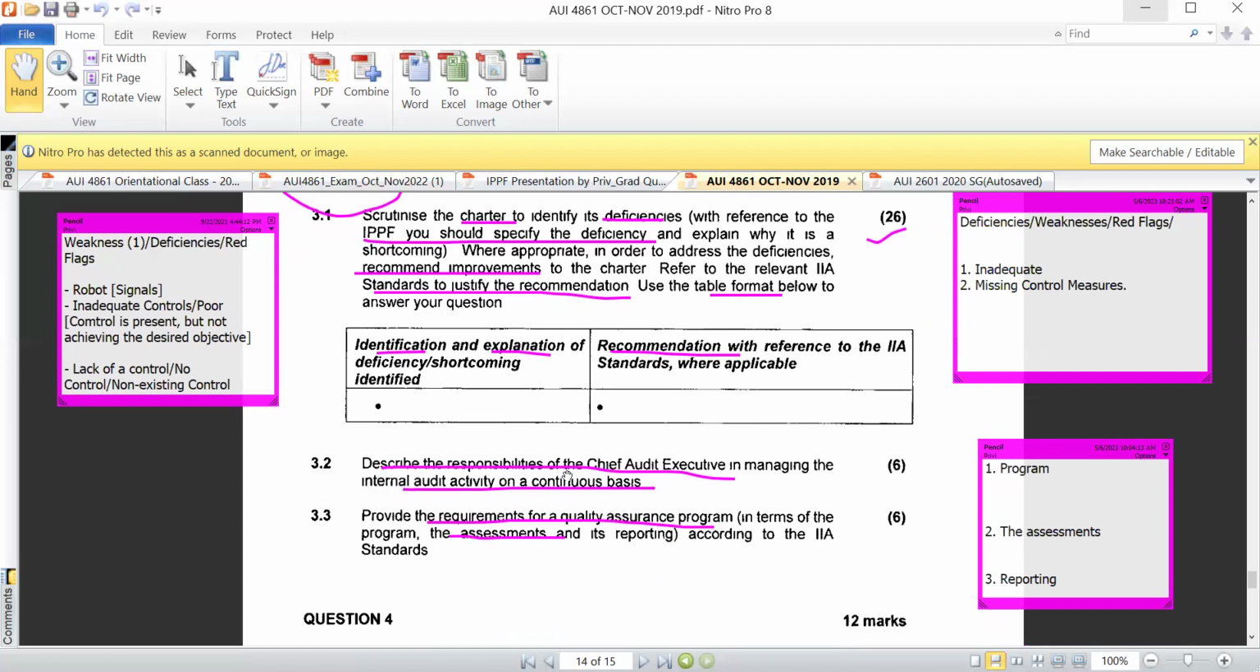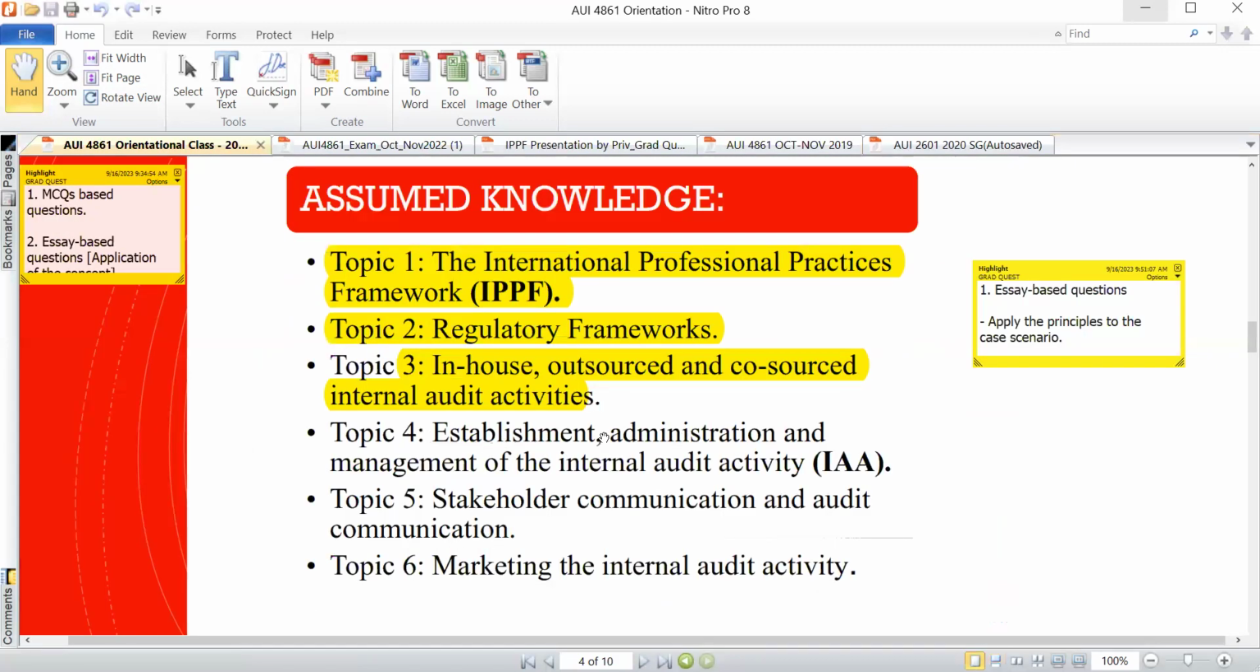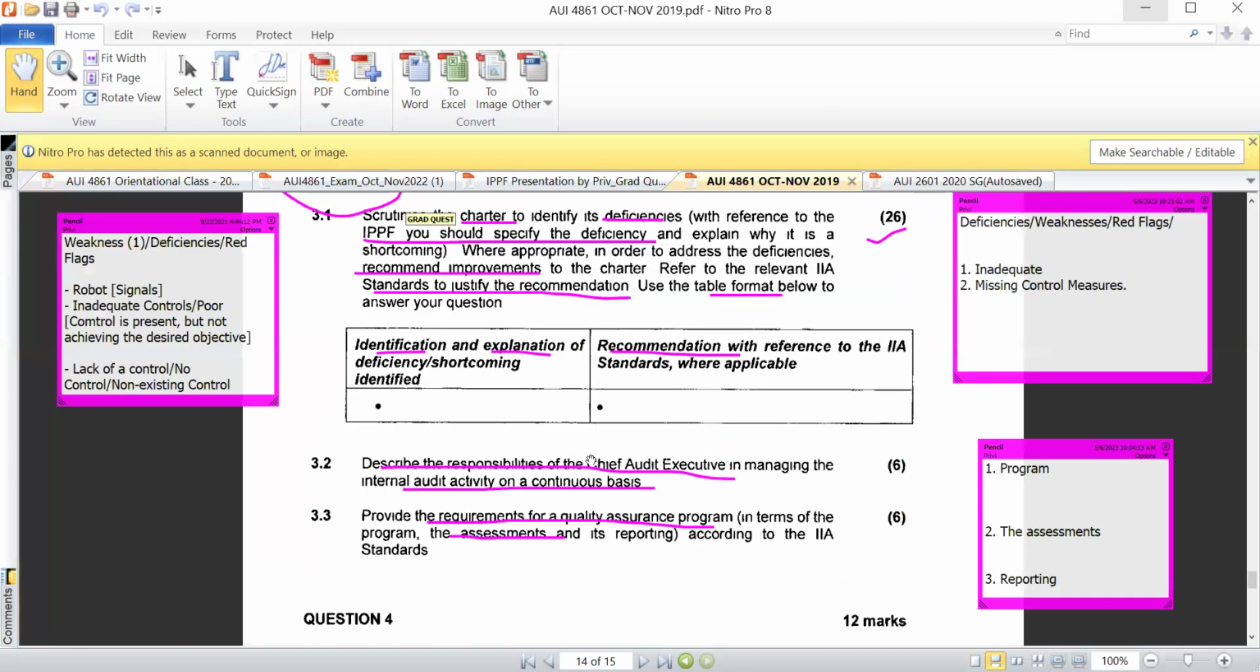Then question 3.2, they ask you to describe responsibilities of the chief audit executive in managing the internal audit activity on a continuous basis for 6 marks. Now, if you look at this particular question and you look at the topic outline, remember I told you topic 4, establishment, administration, and management of the internal audit activity, IAA. So that question is more relative to topic number 4. I'm talking about this question 3.2. They are testing you on topic number 4 of your study material.